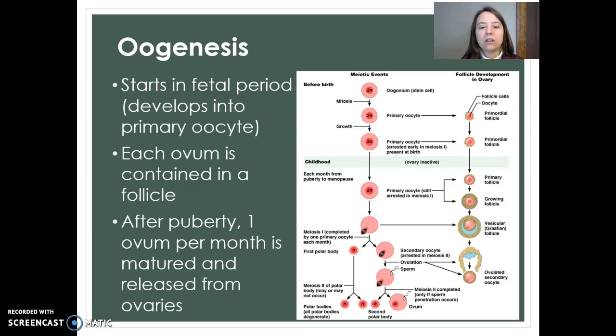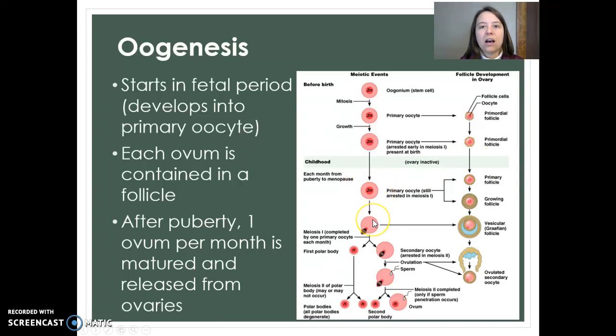Looking at the diagram, we have our oogonium, which are the egg or ovum stem cells, and they will go through mitosis, and so then you get, as you remember from biology, 2 identical diploid cells. One of them stays as a stem cell, another one goes on through the cycle. And like we talked about, this happens before birth, and then all of them are arrested in development until puberty, when one of them will develop each month.